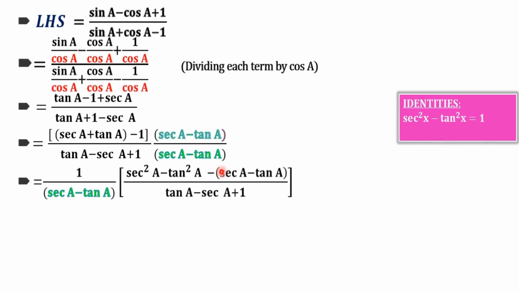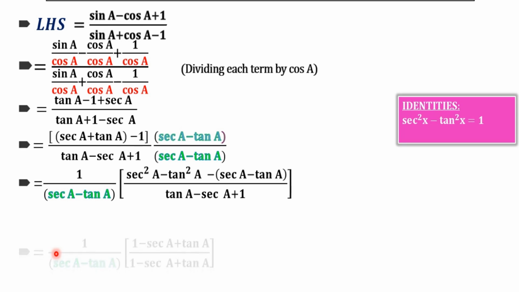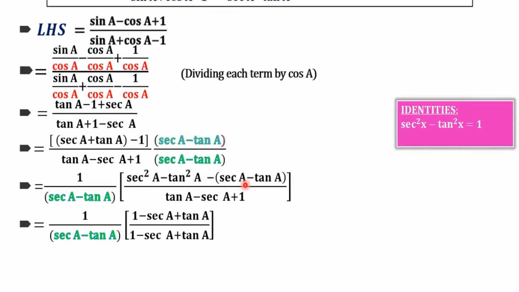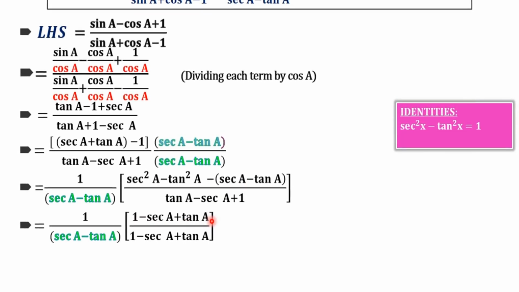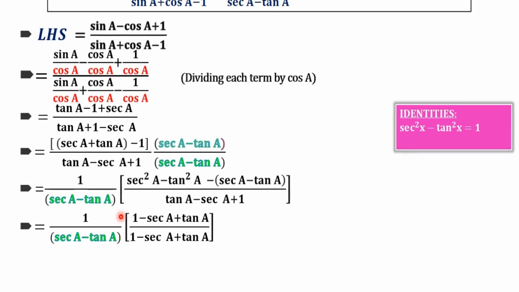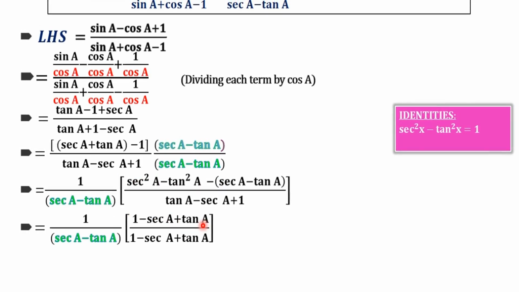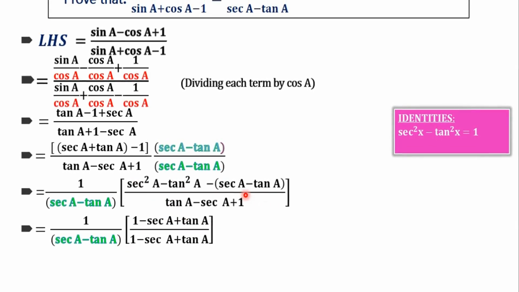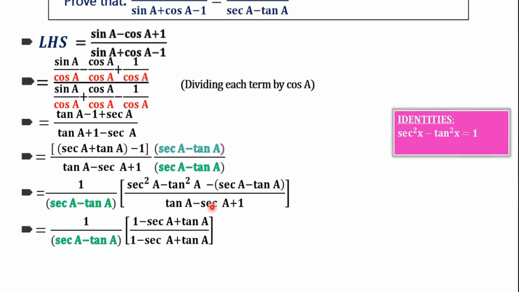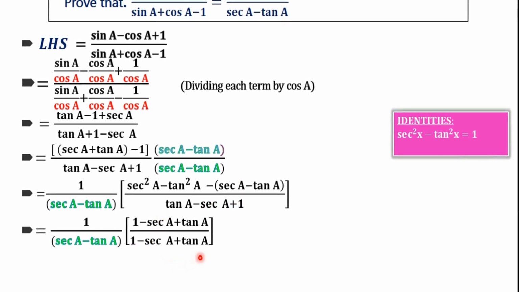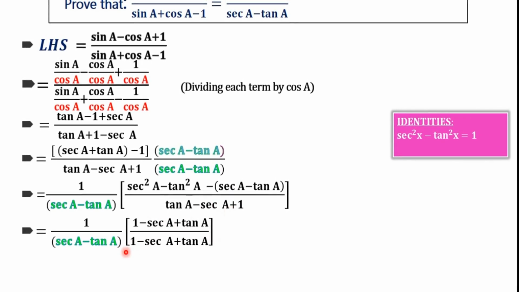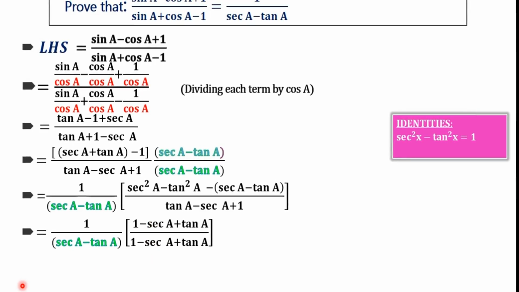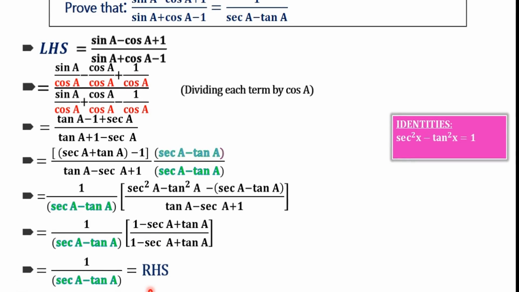Now, what is sec square A minus tan square A? That is 1. Now, taking the negative inside, we will get minus sec A plus tan A. So we get our numerator as 1 minus sec A plus tan A. We can also rewrite our denominator as 1 minus sec A plus tan A, just rearranging our denominator to get this term. On cancelling these two, we will get 1 by (sec A minus tan A), which is equal to our RHS.